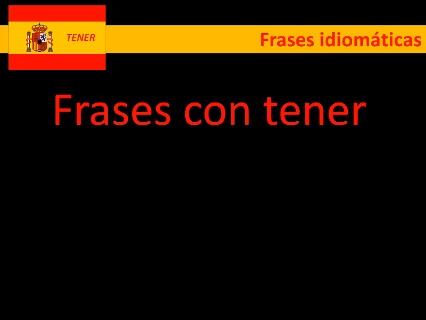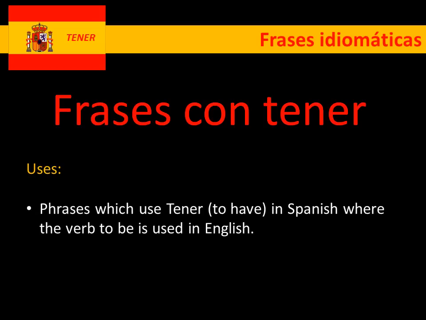Hello and welcome to this lesson on idiomatic phrases, and today we're concentrating on phrases using tener. Tener means in Spanish to have. Let's have a look at some of the uses of this idiomatic phrasing. Idiomatic means that it doesn't do exactly, literally what it would translate as. So we're looking today at phrases which use tener, which means in Spanish to have, where in English we would say I am, as in using the verb to be.